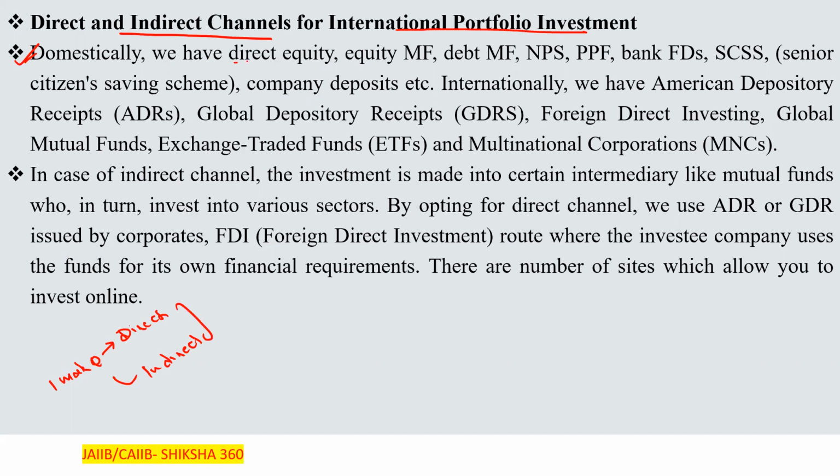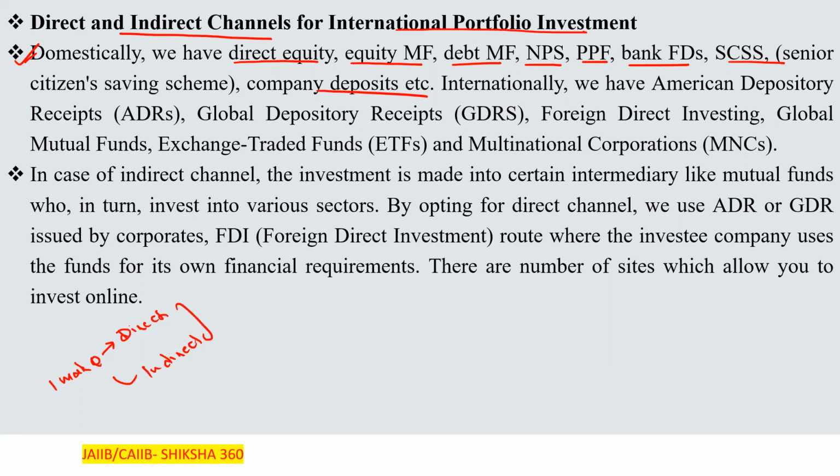Domestically, we have direct equity, equity mutual funds, debt mutual funds, NPS, PPF, bank FD, senior citizen savings scheme, company deposits, etc. Clear? All these things come under the domestic channels. Internationally, we have American depository receipts, global depository receipts, foreign direct investing, global mutual funds, exchange traded funds, and multinational corporations.